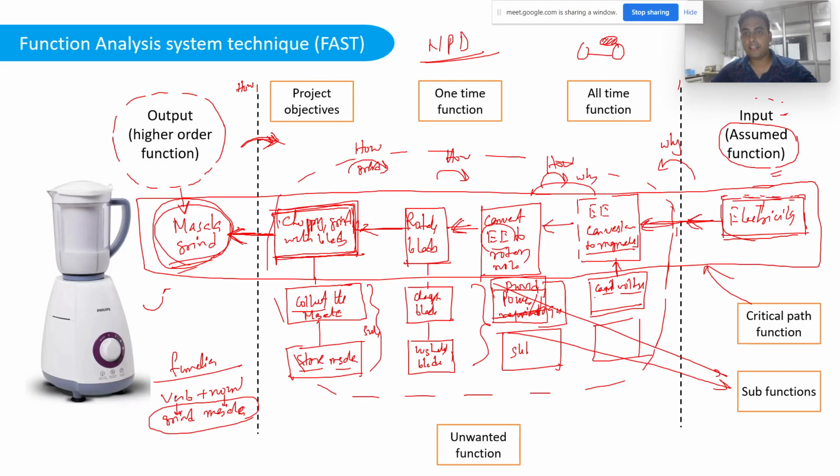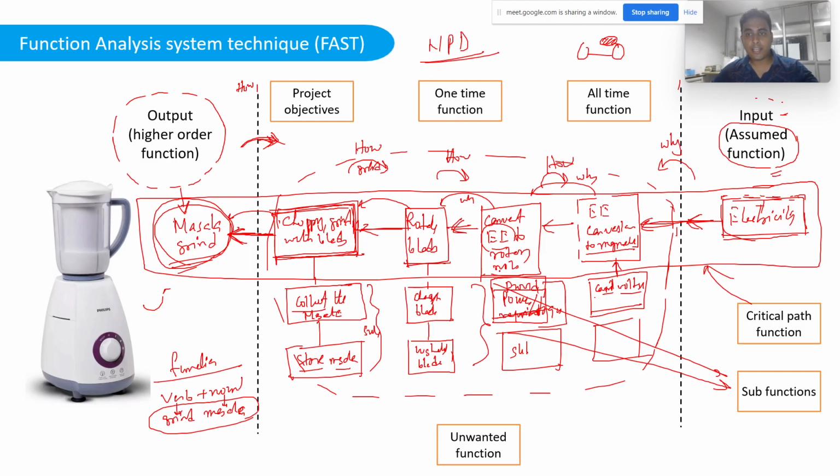This is for validation. You say electrical conversion is required because now we want to convert electrical energy to rotary motion. Then again ask why. So why electrical energy? Because with the electrical energy we are trying to rotate the blades. Then why rotating blades? Because we want to chop and grind the masala. Then why? Because we want to get a masala mixture in the final higher order function.